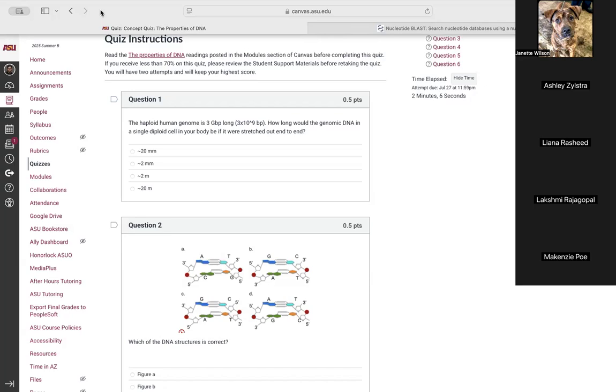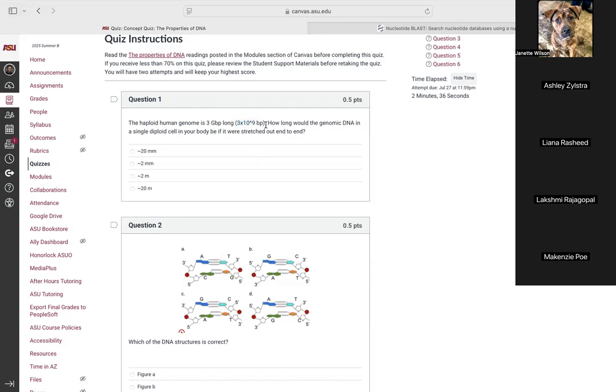So one base pair is 3.4 Å, which is 0.34 nanometers. Okay, 0.34 nanometers. I see. But that was not given, so I had to actually find out from the internet what one base pair is equal to. Will it be given to us, or do we have to memorize this conversion?